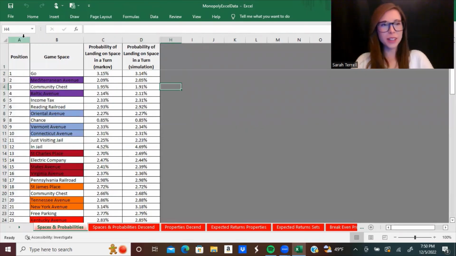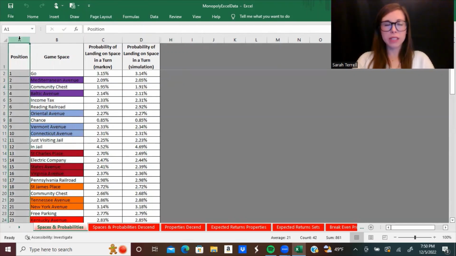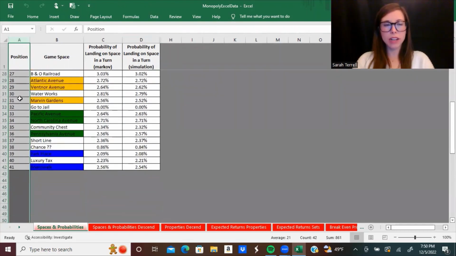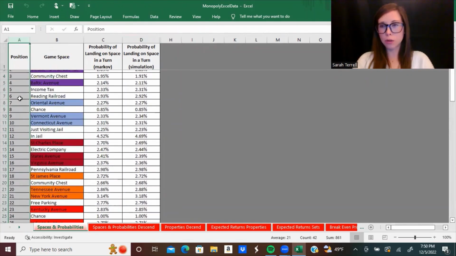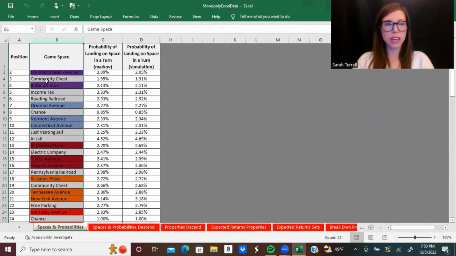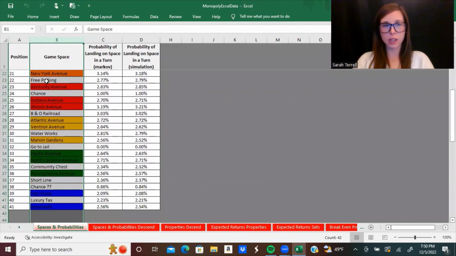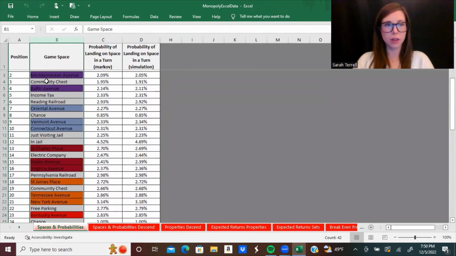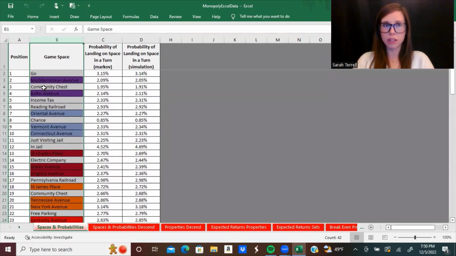All right, so let's take a look at those steady state probabilities for landing on each space within the board. In column A, we have the position number. That position number is just the row number that it represents within the transition matrix. Column B is telling us the name of the actual space, and I have color-coded that according to the colors on the property sets.